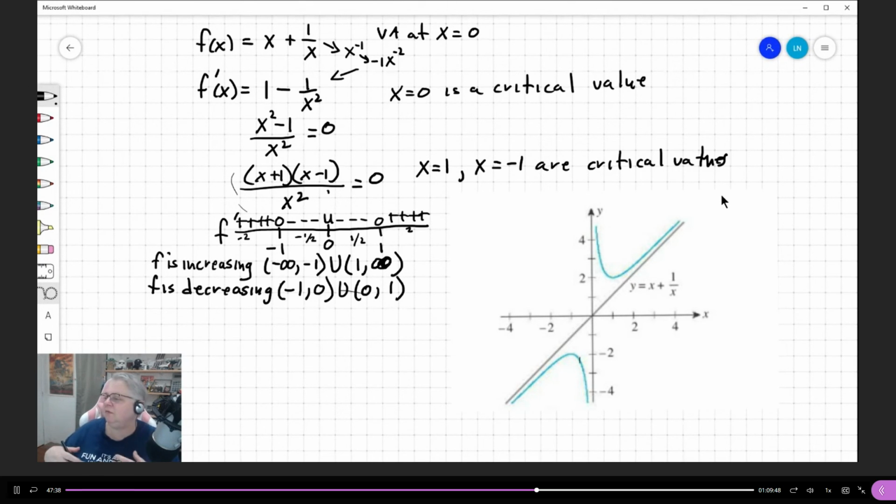So you get a lot of information about the behavior of the function just by looking at the first derivative, and seeing where the first derivative is positive and negative, where the function is increasing and decreasing.